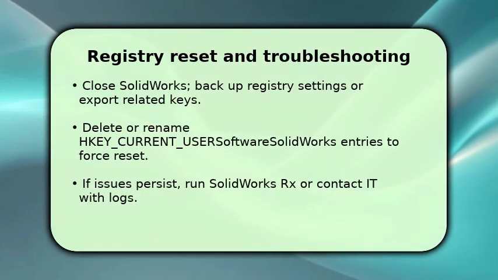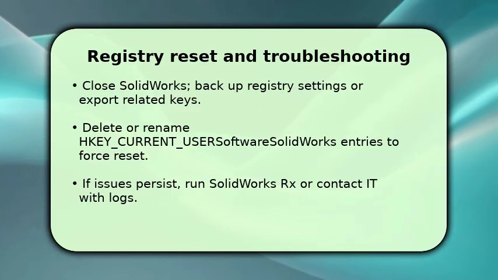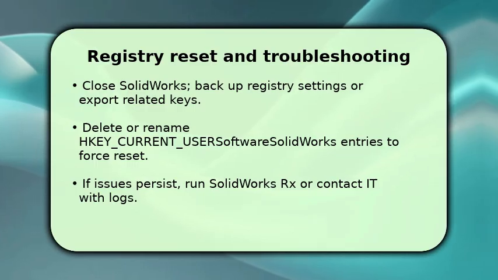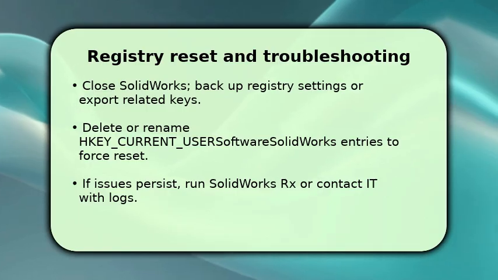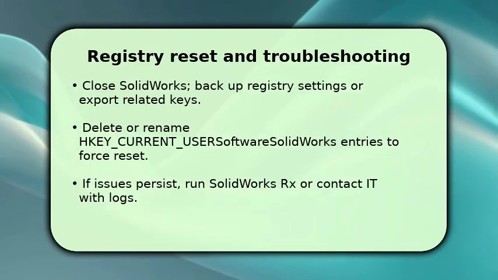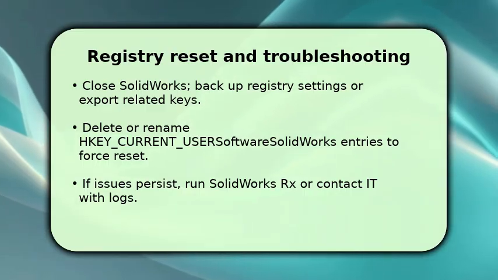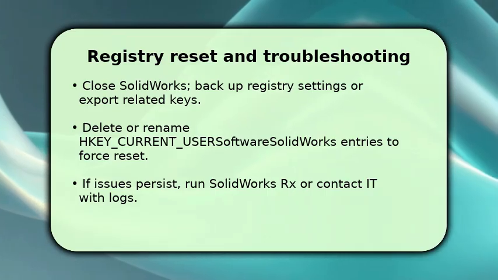If the Customize approach fails, you can force a full UI reset by closing SolidWorks and backing up relevant registry keys first. This step protects your custom settings. Once backed up, delete or rename the SolidWorks entries under HKEY_CURRENT_USER/Software/SolidWorks to let the app recreate defaults on next launch. After restarting, make sure toolbars are restored.